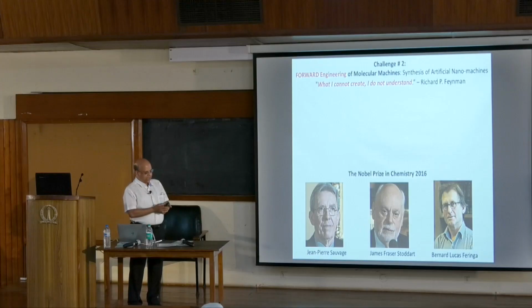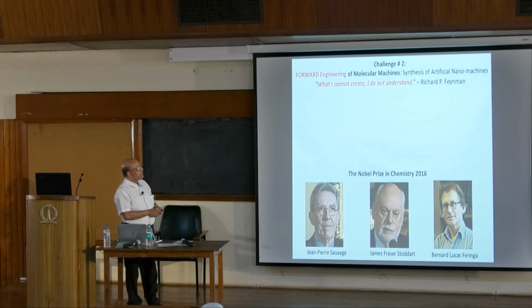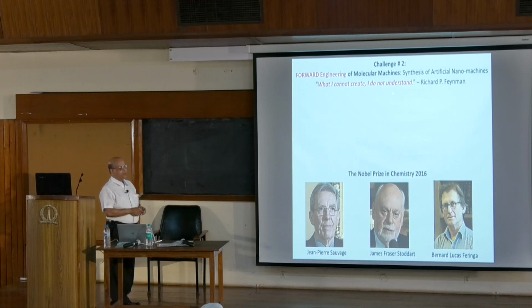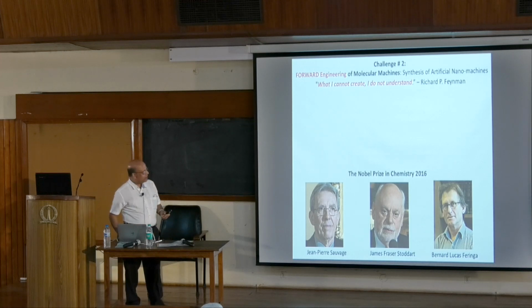And the opposite is challenge number 2, which is forward engineering. That means we try to synthesize nanomachines. This is that famous quotation from Feynman: what I cannot create, I do not understand. And these have been created, the beginning has been made, and that is what has already been mentioned. The Nobel Prize in Chemistry in 2016 was given for this purpose.